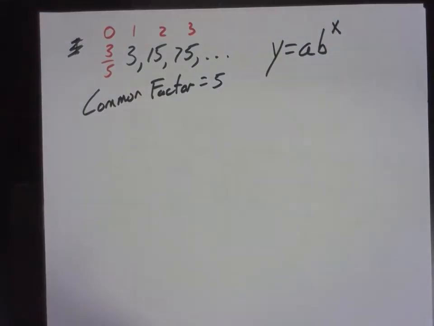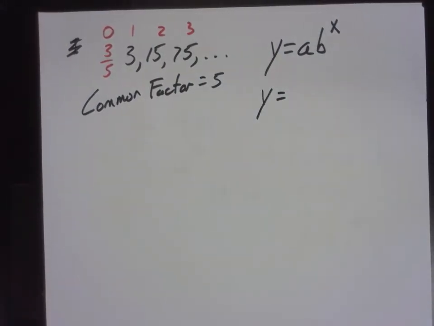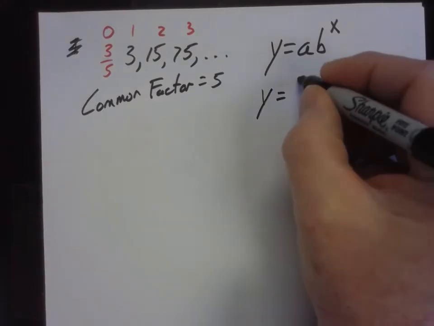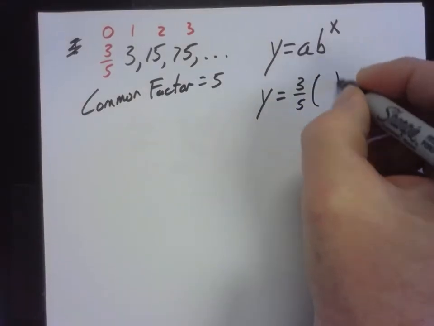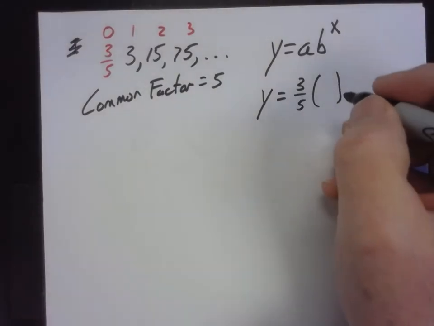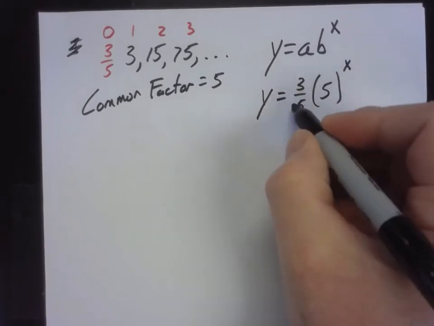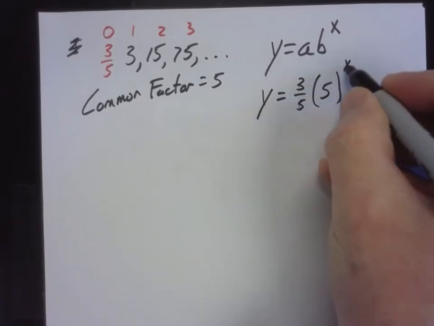A times b to the x? Okay. All right. So what's A? 3/5. What's B? Your common factor. So that's your initial amount. That's your common factor to the x power.